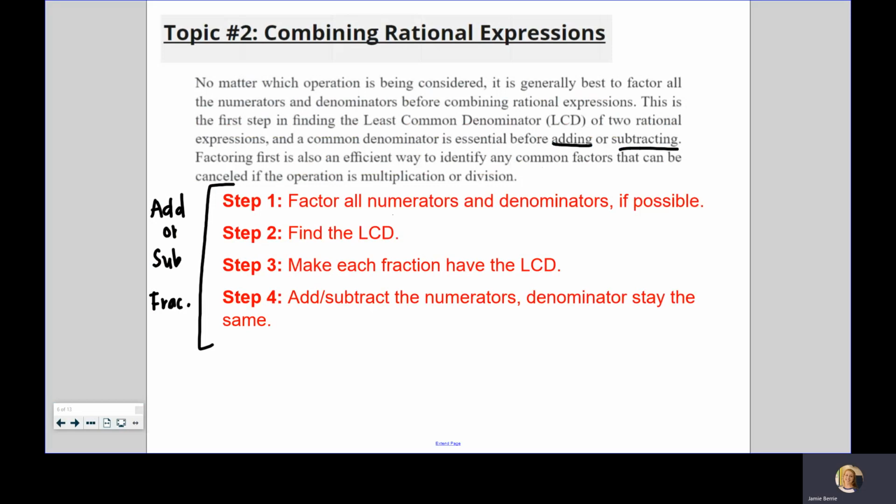Then you make each fraction have the LCD. This is not a formal way of saying that. That's just the way that I'm describing it here. It's an informal way of saying, build each fraction up so that it has the least common denominator. And then once each fraction has the least common denominator, you just add or subtract the numerators, and your denominator is going to stay the same. All right, so these are your 4 steps for adding or subtracting fractions.